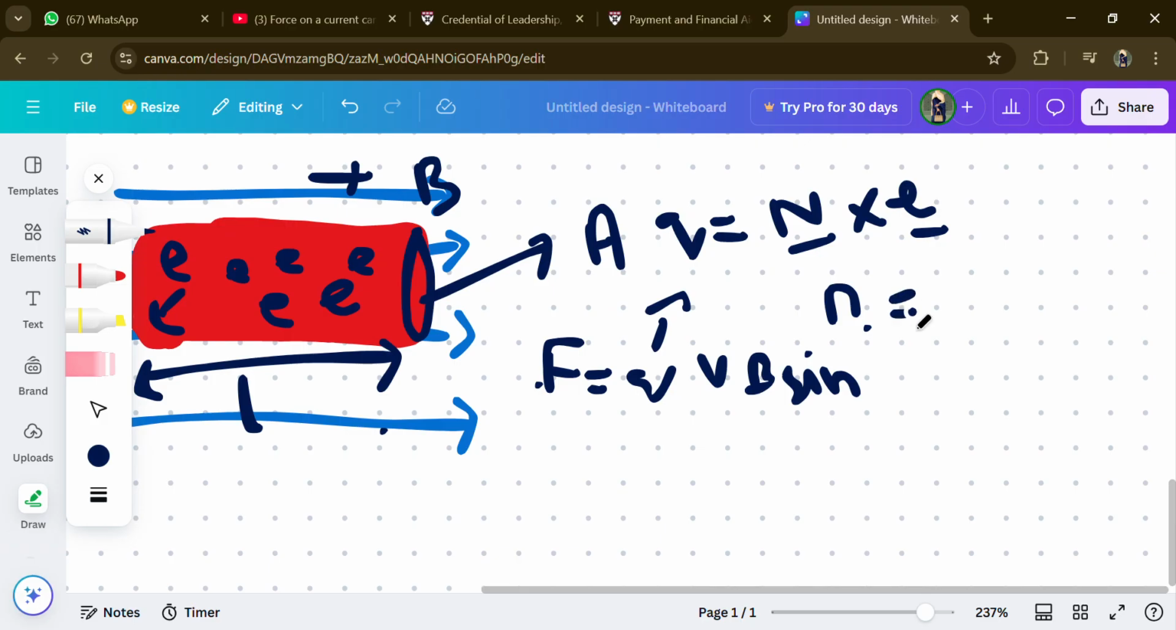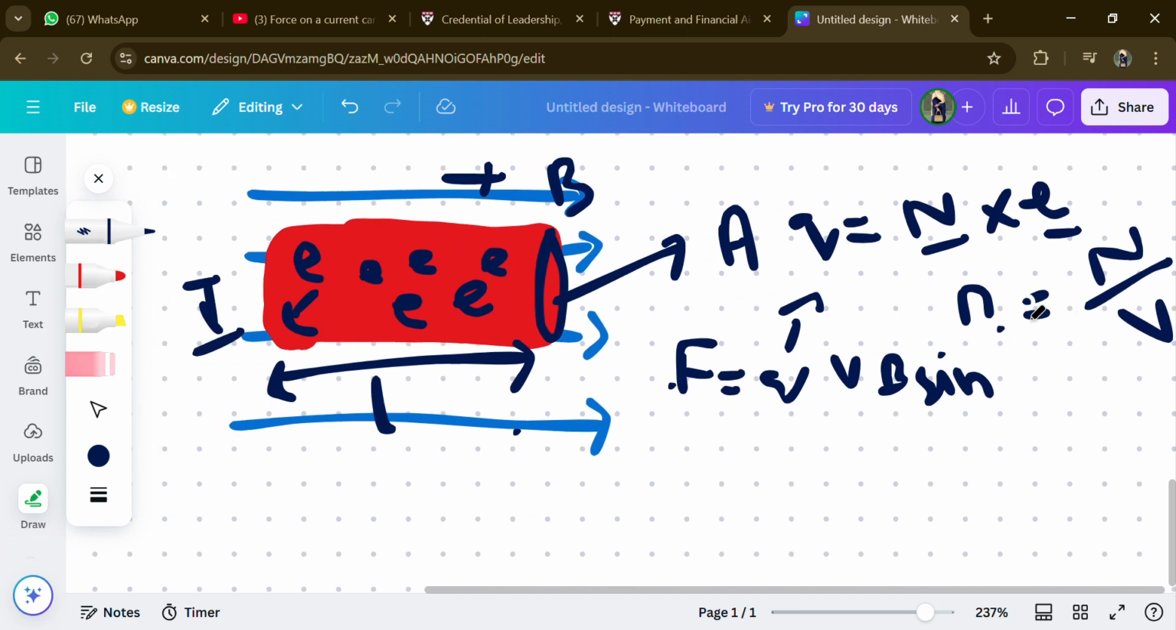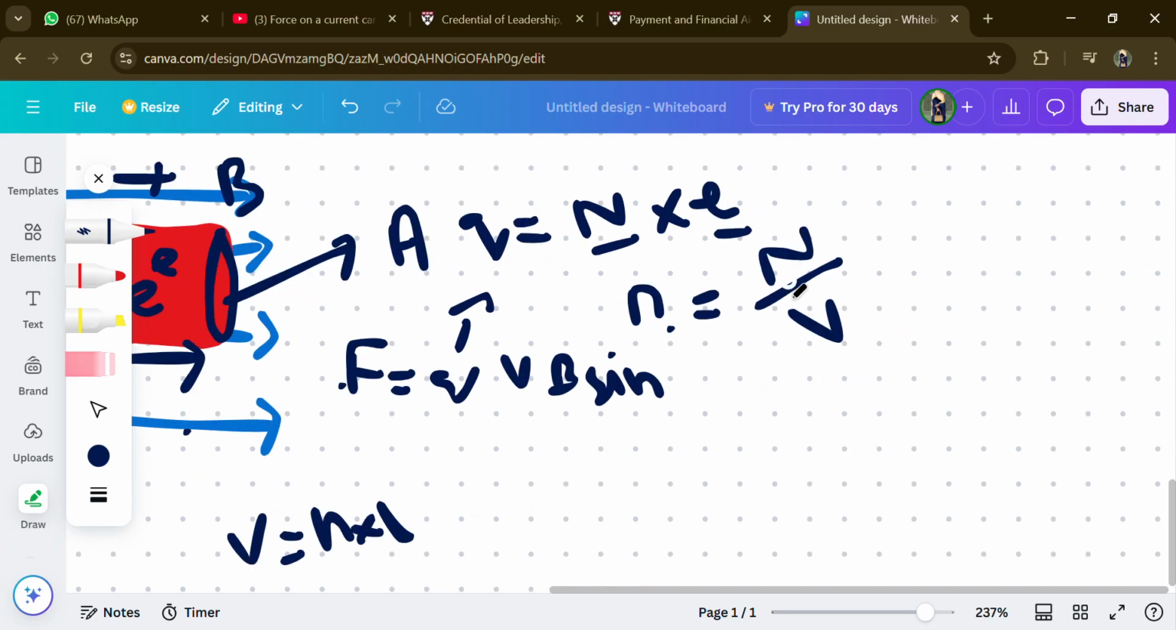Now how do we define the density? Density's formula is basically m upon v. Here we aren't considering mass, we are considering the number of electrons. So n is the number of free electrons per unit volume. Now we all know the formula for volume. Volume is equal to area multiplied by length, right? So n is equal to number of electrons upon A L.